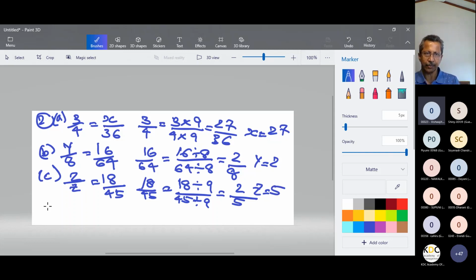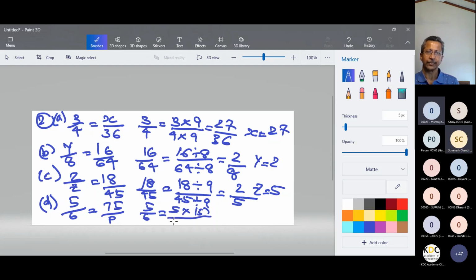Let's do D. 5 divided by 6 is equal to 75 divided by P. So what do we have to do? 5 divided by 6 is equal to 75, and what do we multiply 5 by? By 15. What is the answer? 90. Yes, 90.